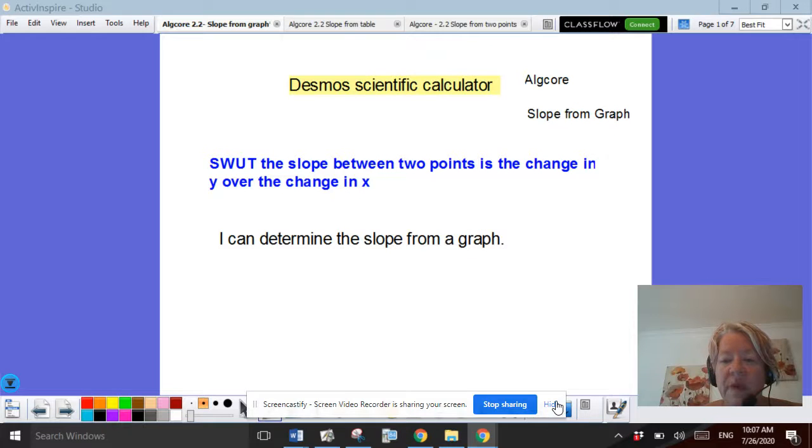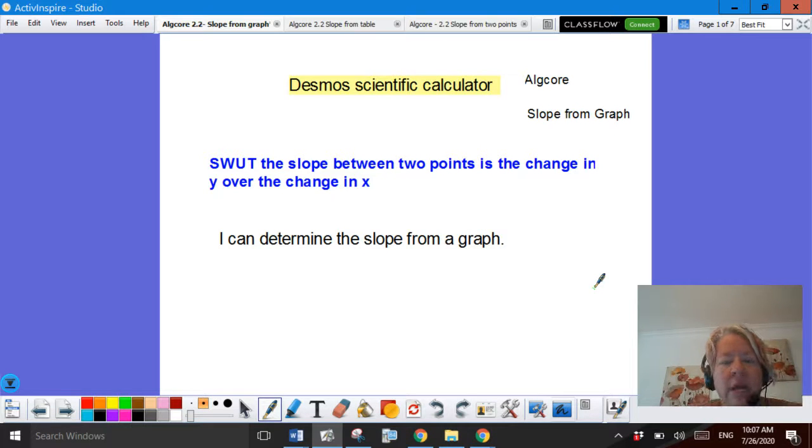Okay, so today should be pretty easy because we are just going to be looking for slope from the graph today. So we're not even going to find the equation. I just want you to find slope, okay? Just a slope. So just the M.